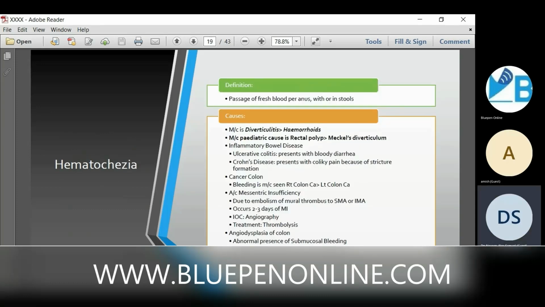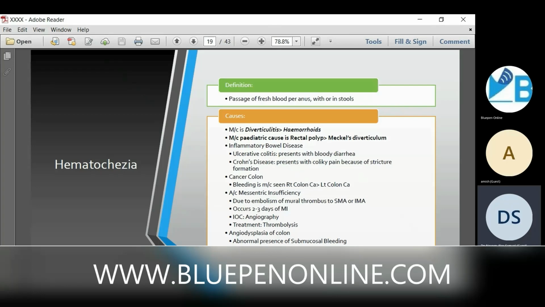So next is, what is hematochezia? Hematochezia is passage of fresh blood per anus with or within the stool. So it's a passage of fresh blood per anus in the stool, because hemato means fresh blood. That is chezia. Next, what are the causes?